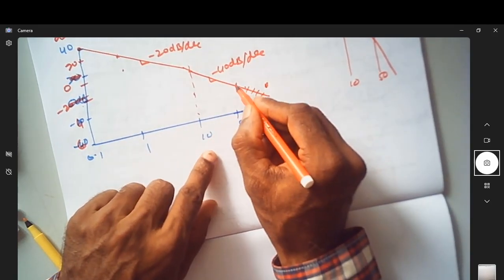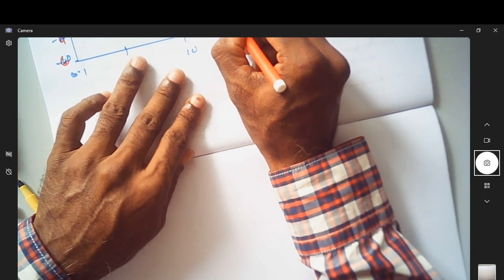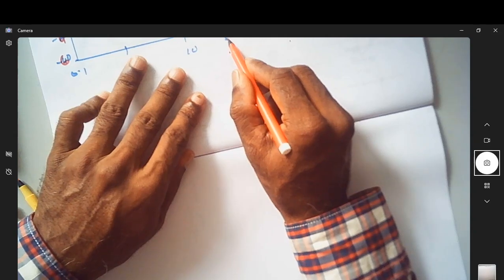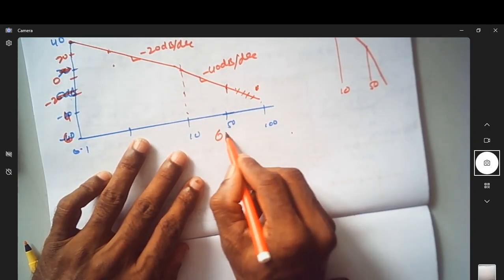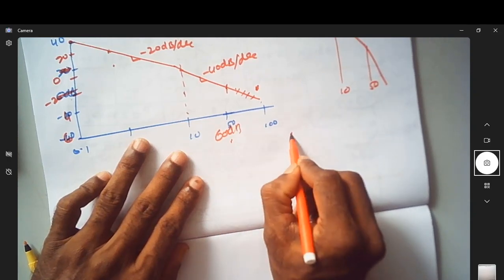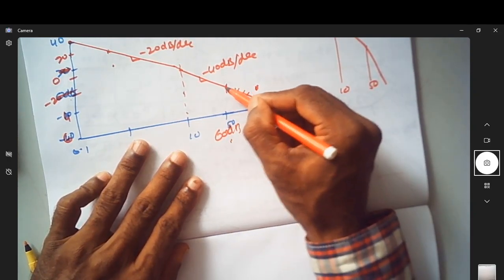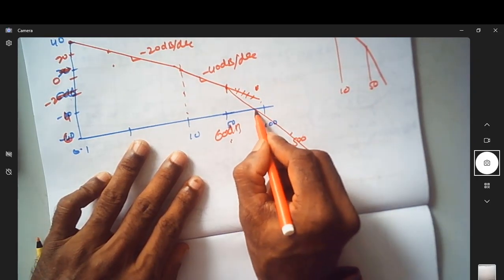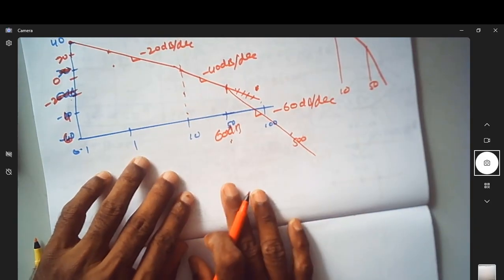Now what is the slope after 50 radian per second? If you see here, it is minus 60 dB per decade. So now what you do? From here, come down by 60 dB, go by 1 decade. 1 decade of 50 is 500. You join this line and this line, it goes like this. So what is the slope of this? Minus 60 dB per decade.